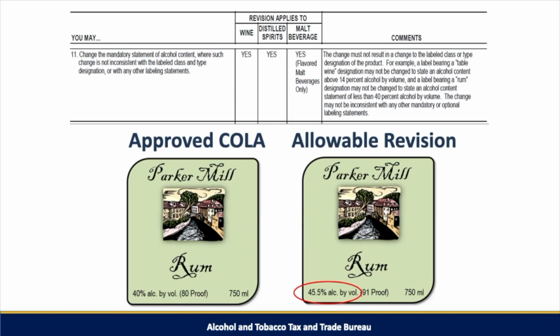You may change the mandatory statement of alcohol content as long as the change is consistent with the labeled class and type designation and all other labeling statements. The alcohol content for this sample label has changed from 40% alcohol by volume to 45.5% alcohol by volume, which does not result in a class and type change for this product.